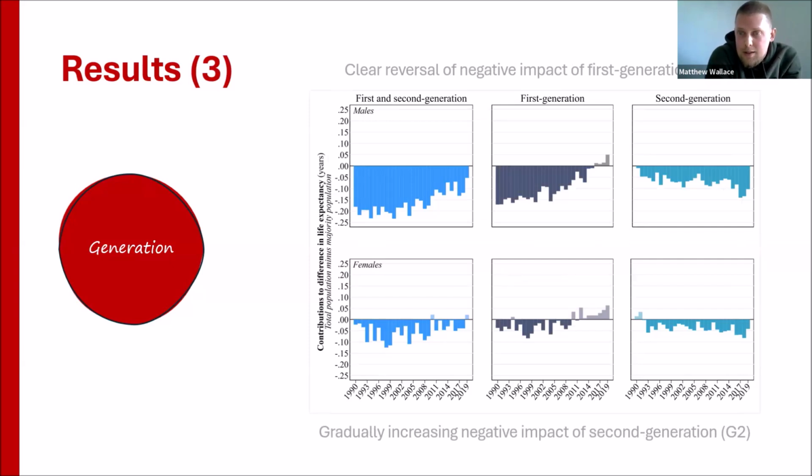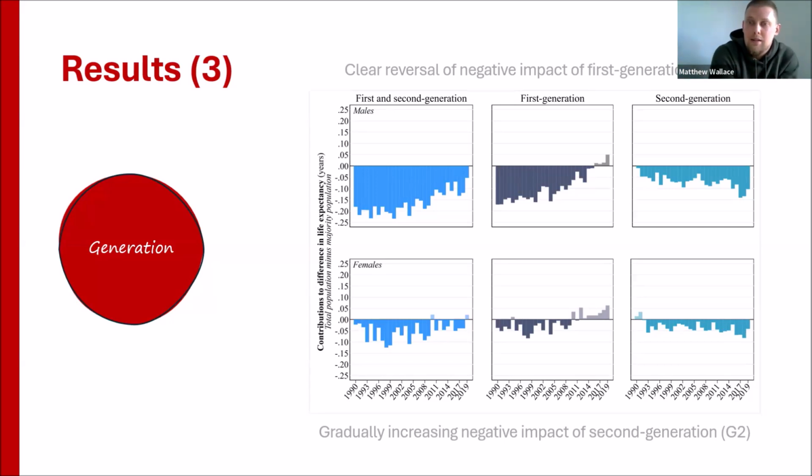That's broadly reflected in the first generation, both men and women, but particularly among men, the pattern and the trend is particularly clear. This lower, or negative, contribution to national life expectancy in 1990 actually becomes positive among both male and female migrants by 2019, albeit almost entirely negligible in terms of the absolute number that we're looking at there.